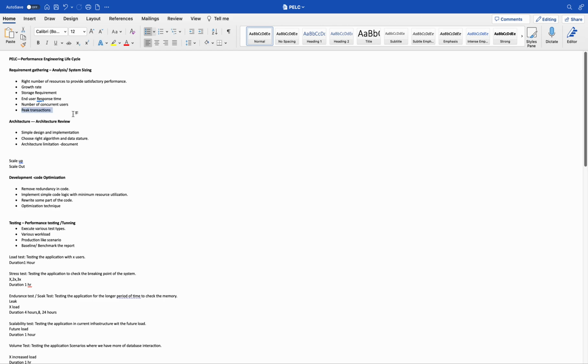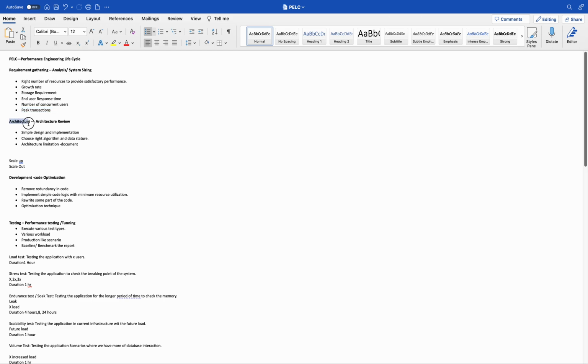Peak transactions: for example, on some e-commerce websites where sales are going on, the number of users accessing the application increases. During offer periods or holiday seasons, the number of users accessing the application is higher. We should have that data so that we can test our application with peak users and peak transactions during that period, so that the application does not crash whenever there is an offer, a sale, or a festival going on. So this is all about the requirement gathering part.